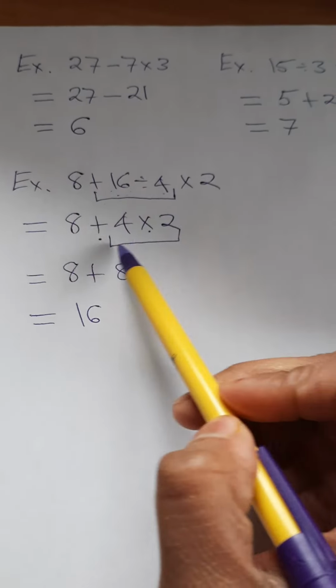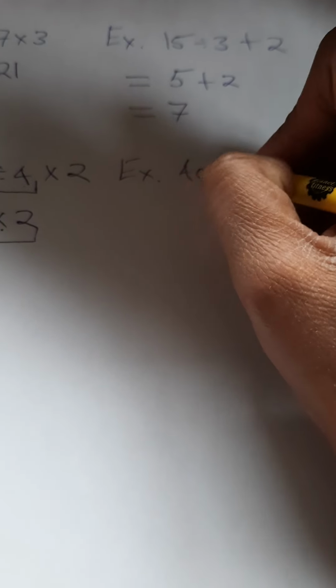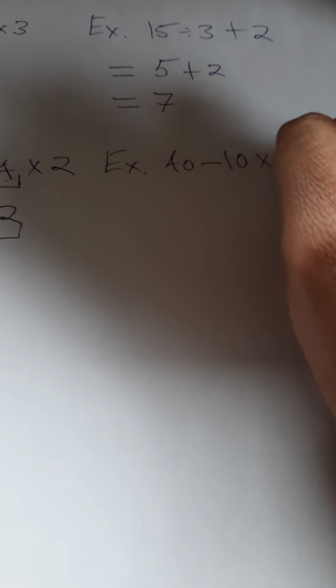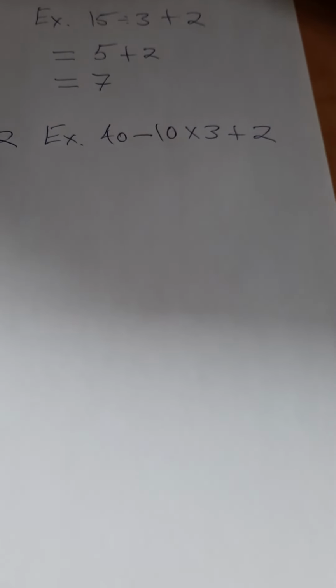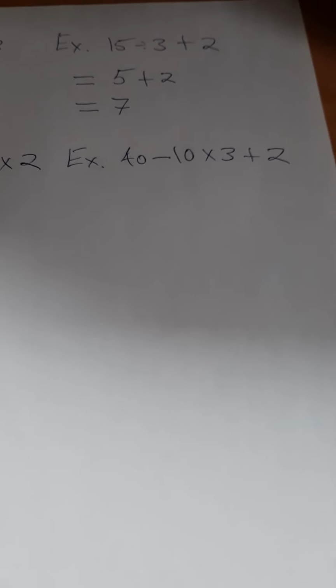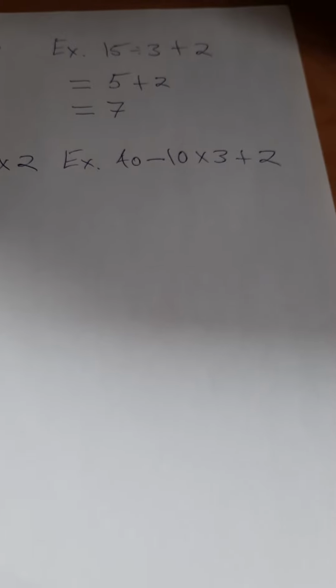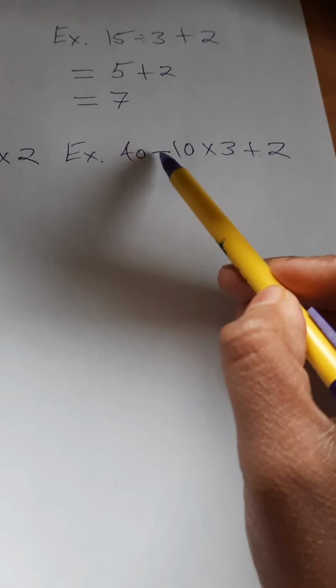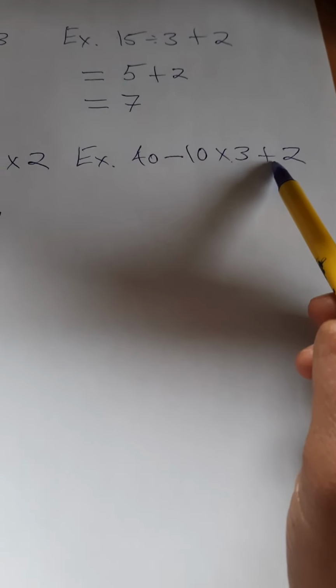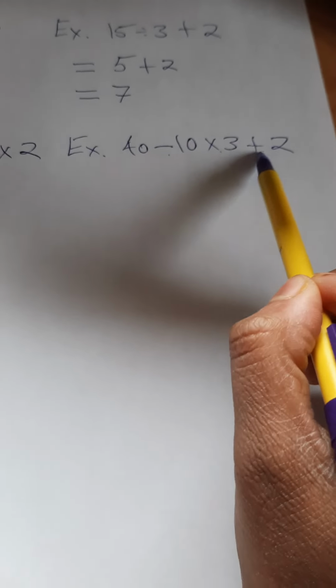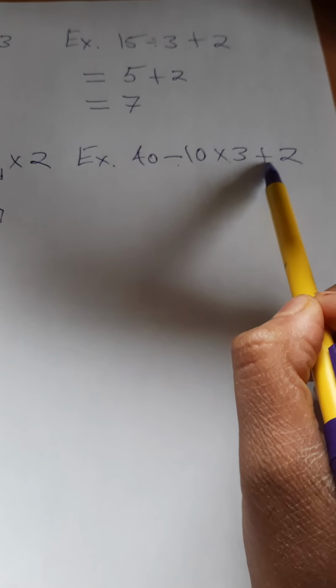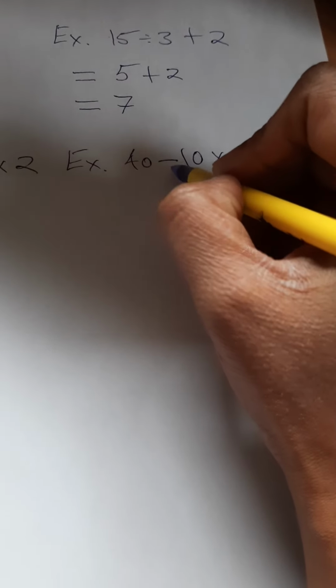Okay, so let's try one more example here that has 4 values. So we're going to do 40 minus 10 times 3 plus 2. Again, I'm just going to look at all of the expressions within the expression, all of the values I have, and the terms. I see I'm going to subtract. I have multiplication and addition. Again, I remember I need to multiply and divide first.